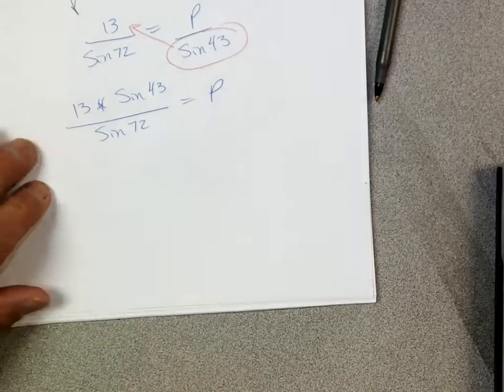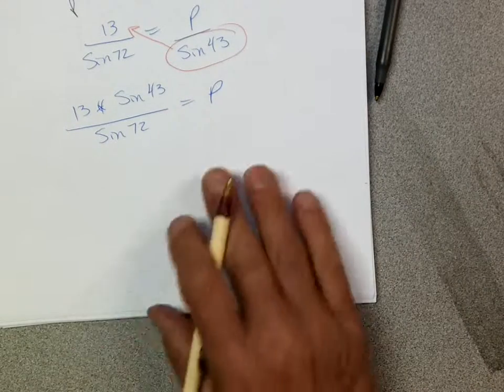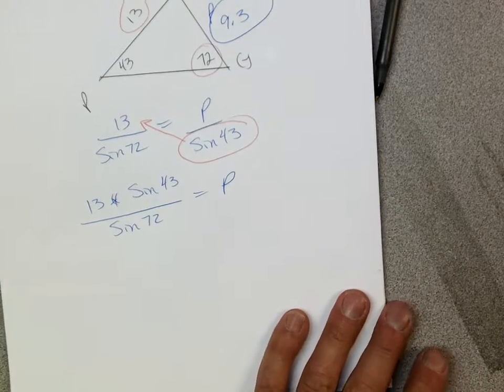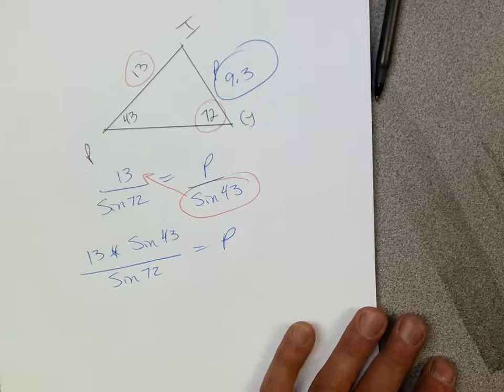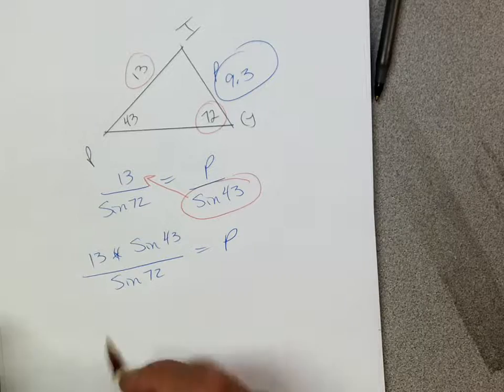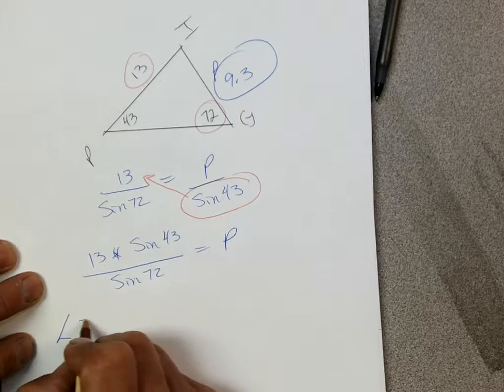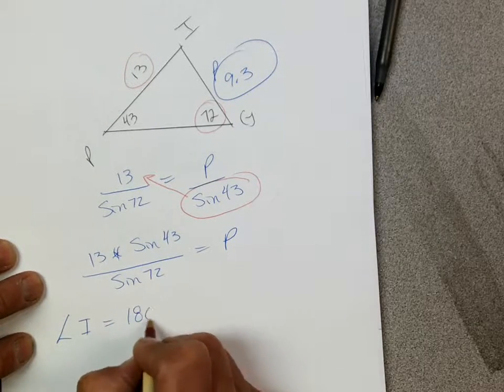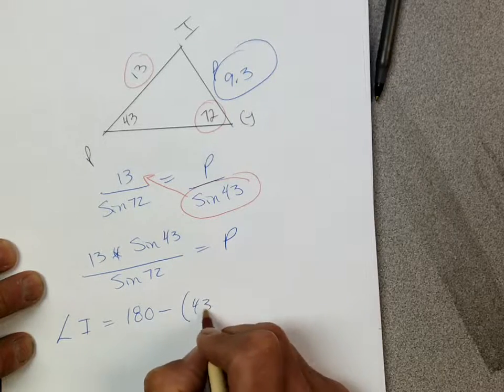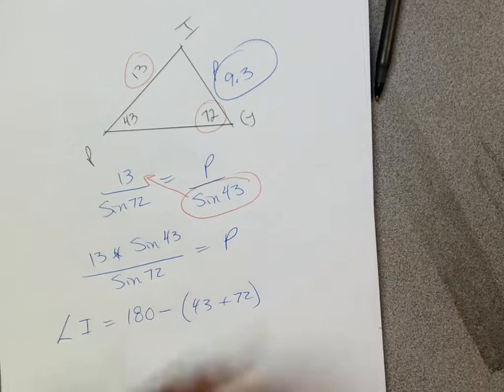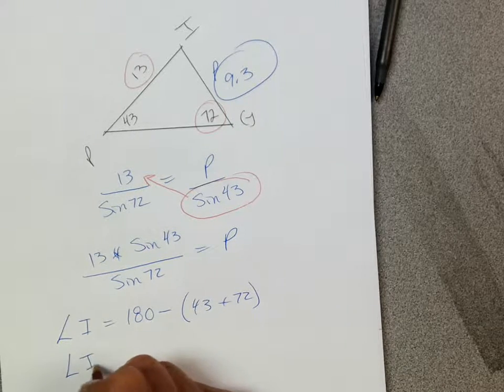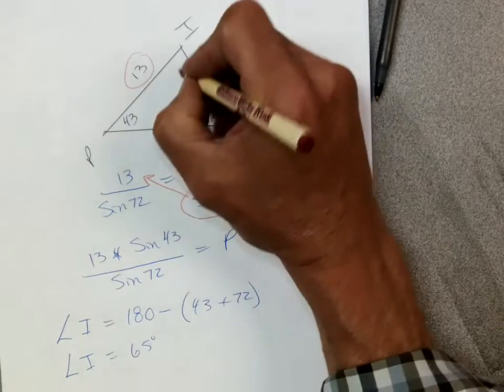Okay. Now, if I have to solve this triangle, what could I find next? Angle I. You guys agree? Angle I is easy. Angle I is equal to just 180 minus my 43 plus my 72, right? And that's easy. So I'm just going to use my calculator. 180 minus parentheses 43 plus 72. Boom, I get an answer of 65. So angle I is 65 degrees.